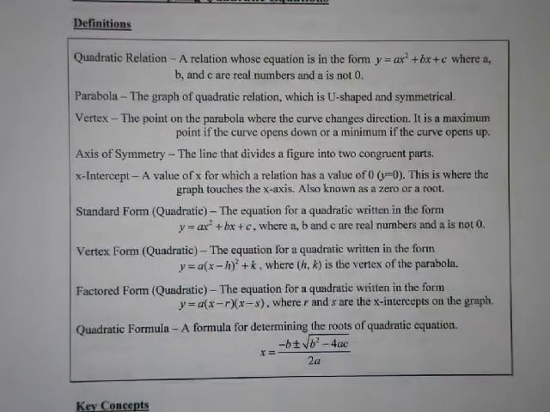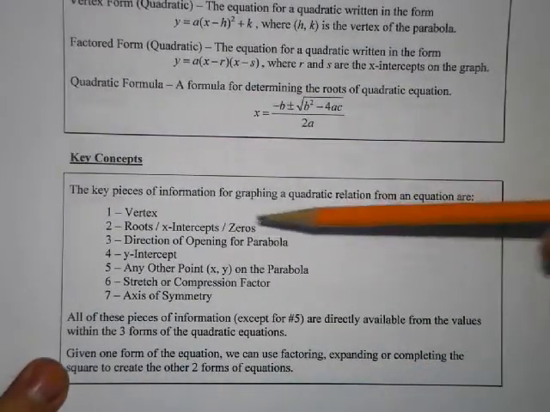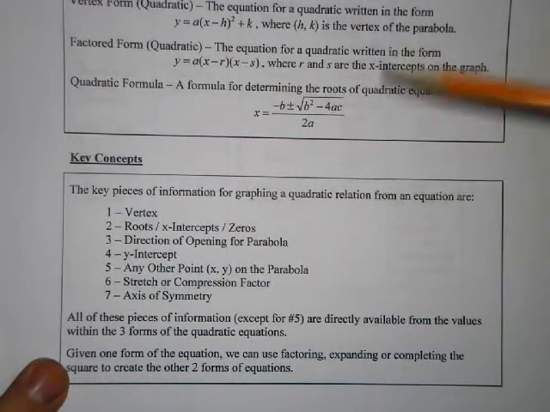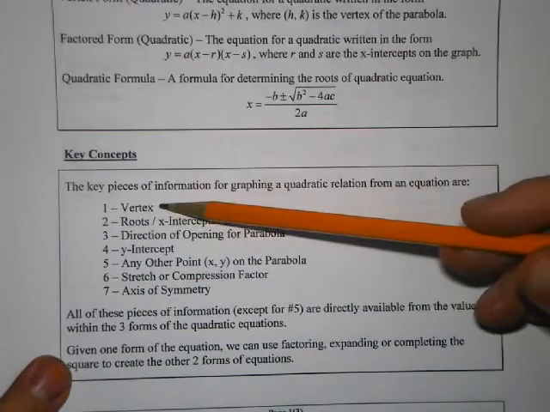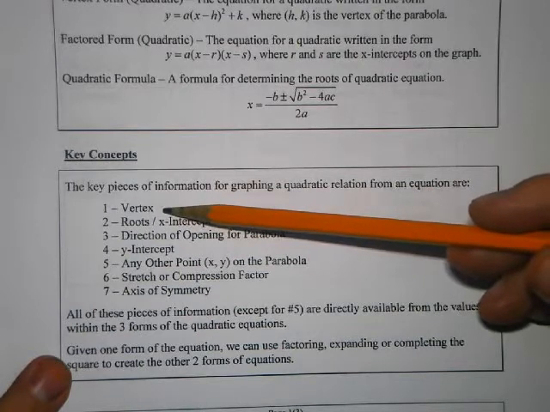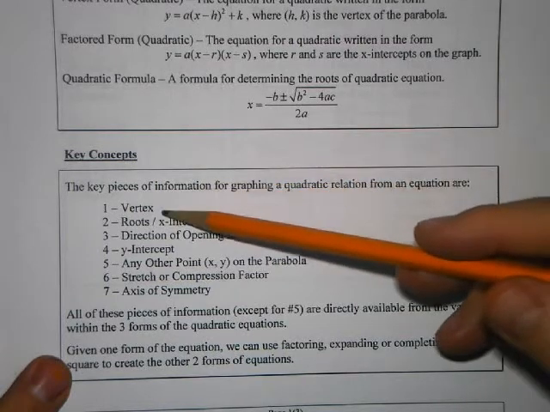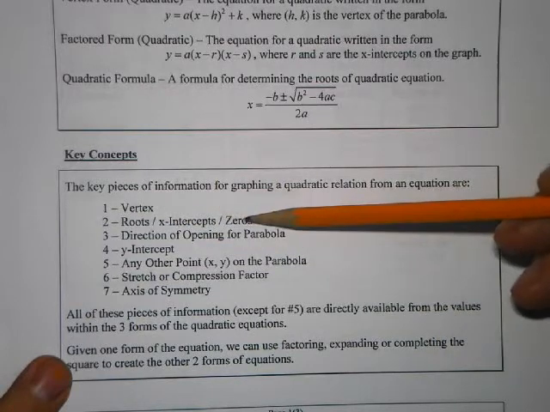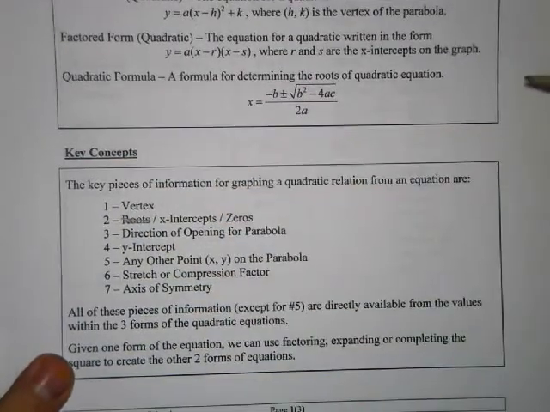So what we're going to do today, first of all, is summarize the key points or characteristics of a quadratic relation. The most important for any quadratic is the vertex. That tells you a very important point, and it'll be used a lot when you work with word problems. It's either the highest point or the lowest point on the graph. And then the next most important point, the x-intercepts or the zeros.